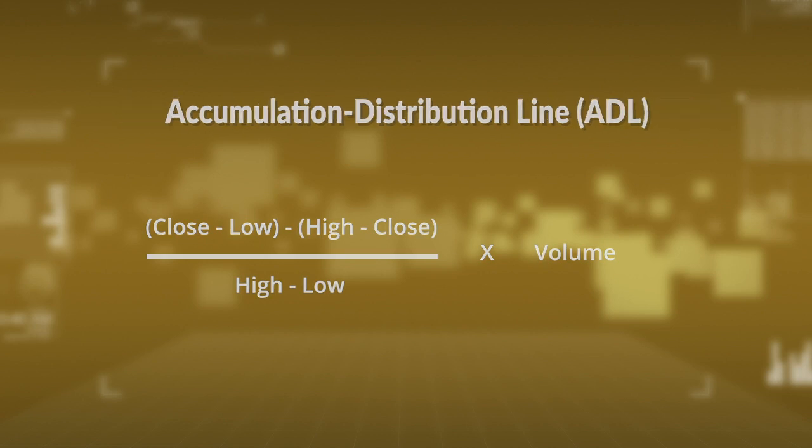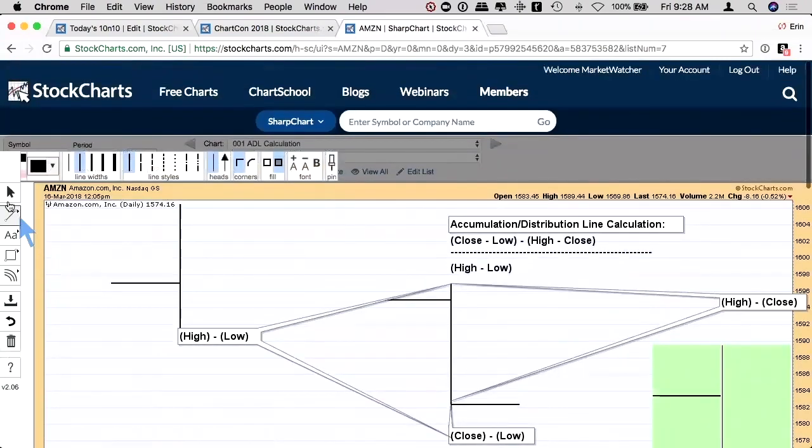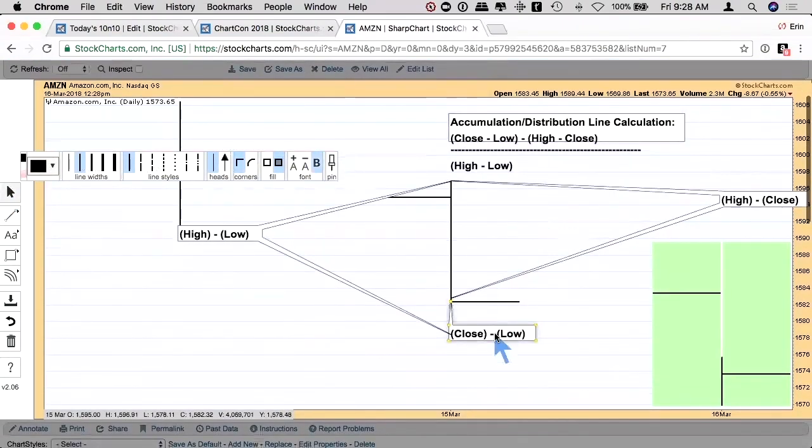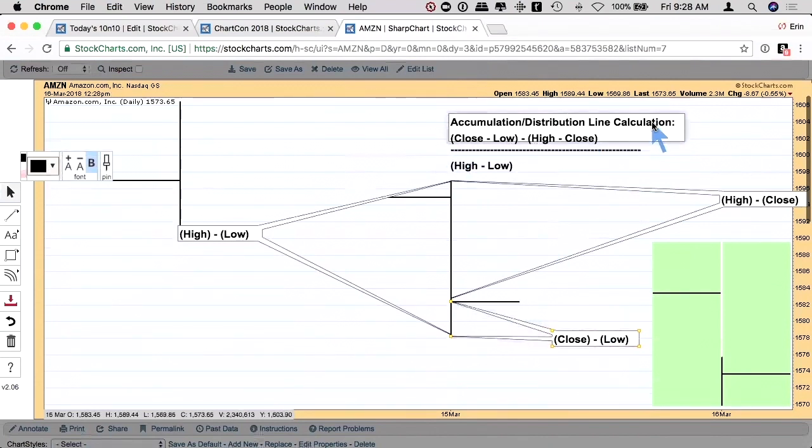So let's go look. And I'm going to annotate this because the annotations are being weird. All right, so let's look at this a little more clearly. Make this more readable. All right, so the accumulation distribution, right? So this is the close minus the low, and that's the first part. And then we subtract the high minus the close. And then from there, we divide it all by the high minus the low. So that gives you an idea of how that fraction comes up.